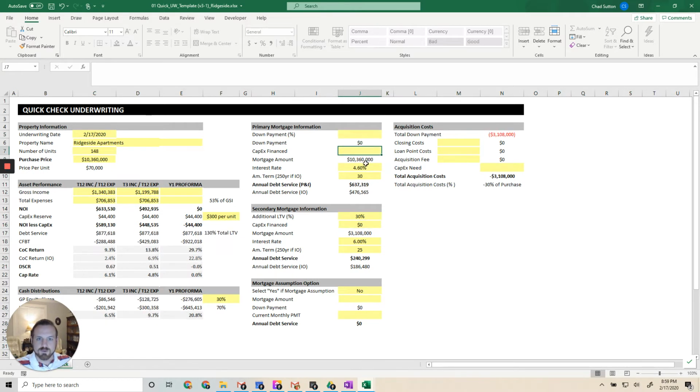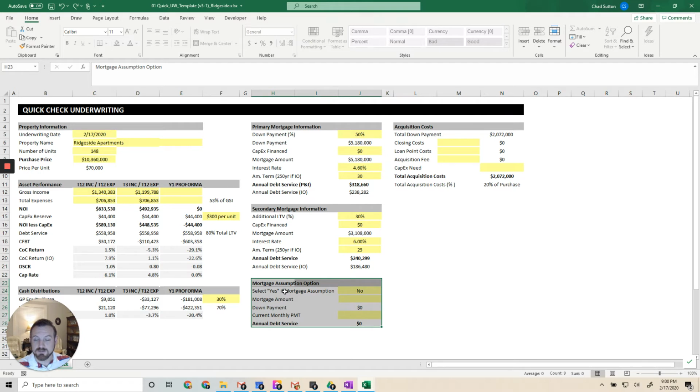Let me blow this one away for a second. Well, sorry, we'll just leave it there so you can see how this works. I've been talking this whole time as if this was an assumed mortgage because we were demonstrating what secondary does. The actual area you would use an assumed mortgage for is right here.